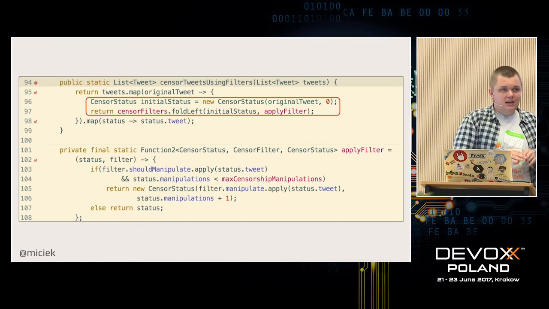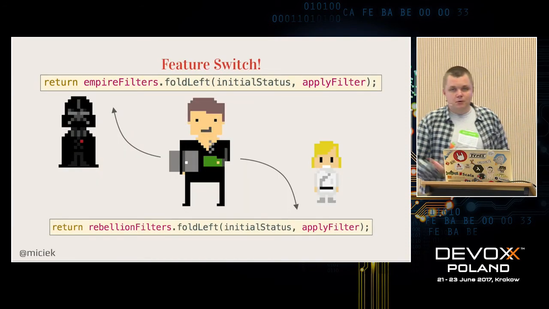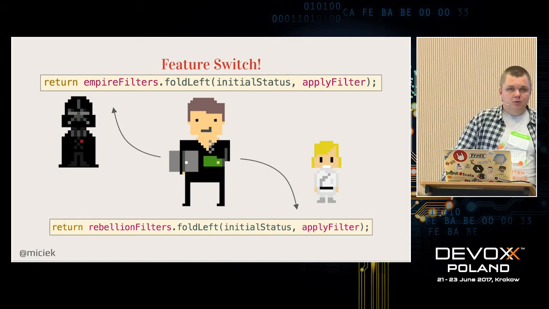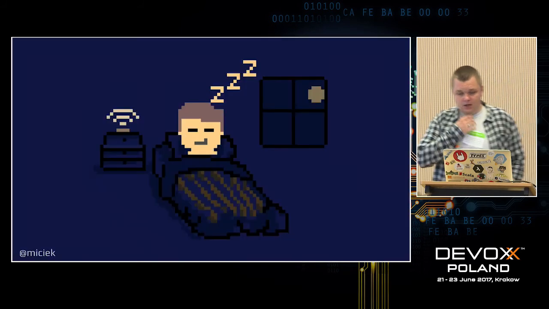So we use data and pure values, pure functions in full glory. We don't use anything more. And the cool thing is that we can use a feature switch. Whenever the rebellion starts winning, we can just replace it with rebellion filters, and possibly it is just an empty list. Let's hope so. But other than that, we don't really need to change anything more. So that's what we can do.